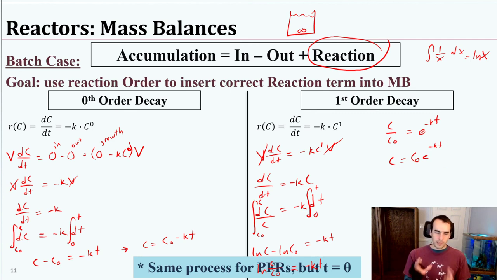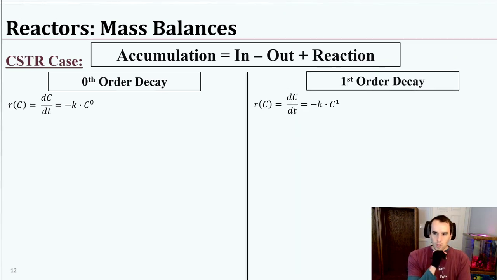Because I told you the plug flow is like a batch reactor, except that it's on a conveyor belt and it just spends some amount of time on the conveyor belt before it gets dumped out, we can use the same exact math here for the plug flow reactor, except instead of a time, we're going to use theta. How long does it last? How long does the water stay in the system before it gets dumped out? Okay, then we actually have two out of the three reactor types completed.